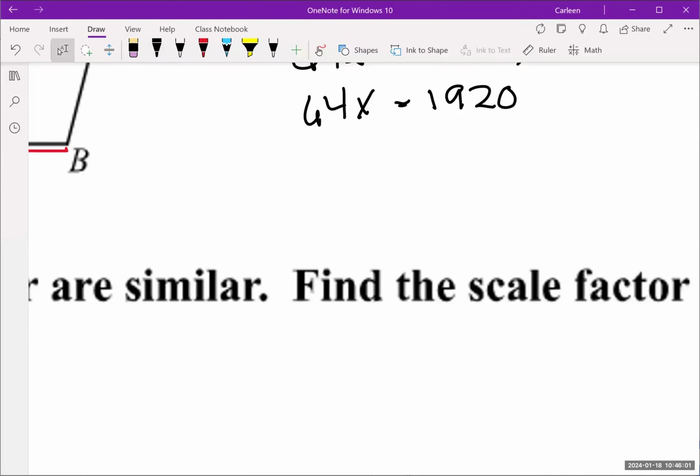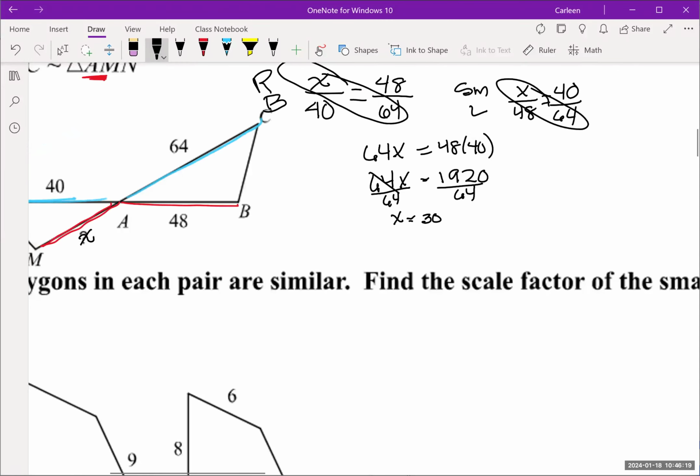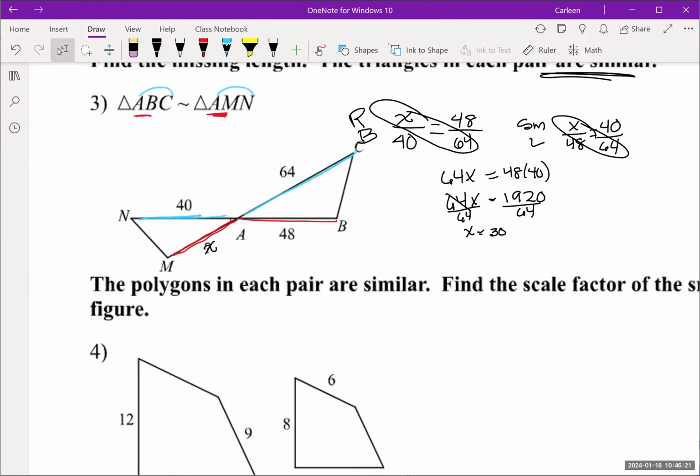What is the last step of solving this equation? Awesome. Yeah, divide. So x is equal to 30. Okay, so just remember, show your steps.